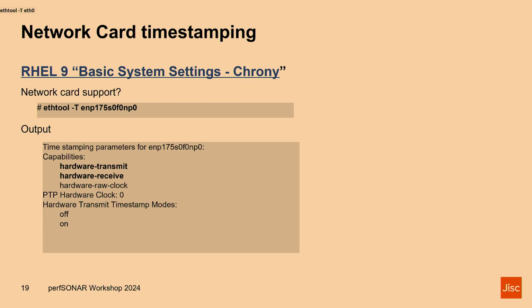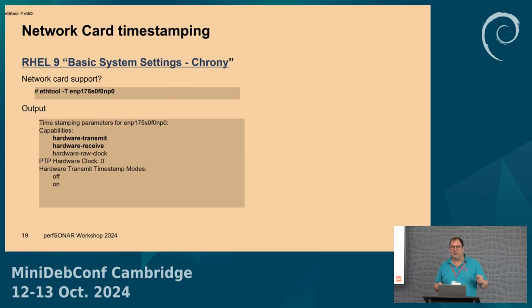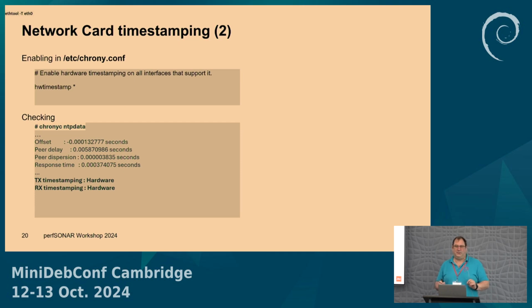Many modern network cards actually allow you to do hardware timestamping of network packets. And you can check whether they do with this ethtool command, so ethtool -T and then the name of the network card. And it'll tell you if it's got hardware transmit and receive timestamping. And to enable it, you just need to do hwtimestamp * in your chrony.conf, assuming you're using chrony. Quite why it's not the default, goodness knows. But if you're interested in precise timing, it's well worth thinking about doing that.